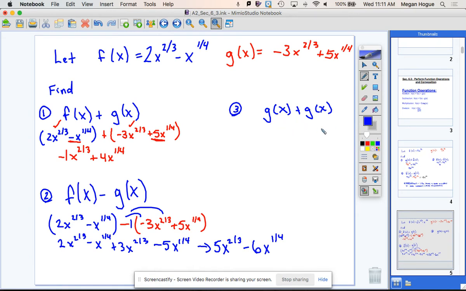All right, go ahead and do that next one on your own. g of x plus g of x. You're going to find that sometimes you use the same equation within a problem. So you're just going to take the red one and add it to itself. Do g of x plus g of x. On the board up there, it's the red one plus itself.